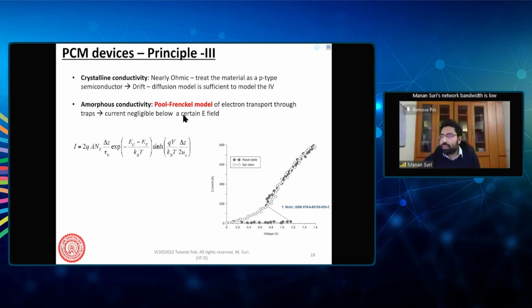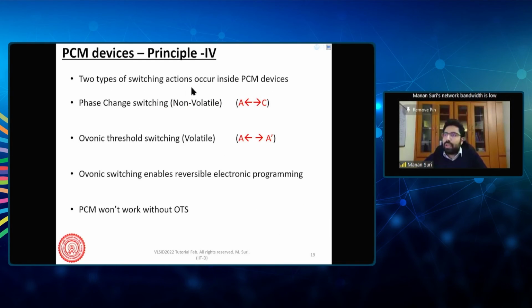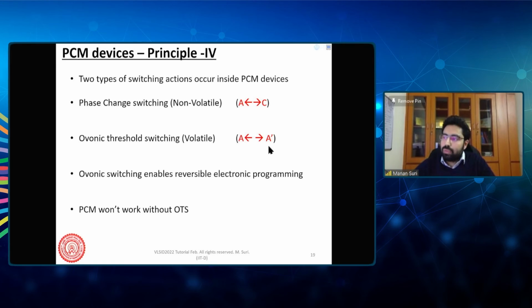So let me just summarize. In essence, two types of switching actions occur inside PCM devices. The primary or the non-volatile switching action is the phase change switching, where you're switching between amorphous and crystalline phase, which is the final low resistance or high resistance state where you want to program the device. Then there is the Ovonic threshold switching, which is a change from one type of amorphous state to another type of amorphous state. So this is not the phase change from amorphous to crystalline, but a low conductive amorphous state to a more conductive amorphous state.